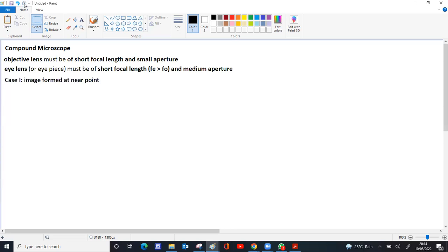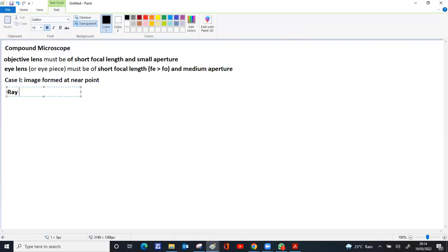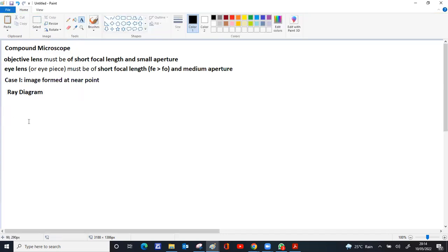So first case, the image is formed at the near point. So, the ray diagram. There are different methods. Conventionally, you draw an object, then its image formed by the first lens that acts as the object for the second lens, and that forms the final image. It's sometimes hard to get the final image of both lenses together on a paper. There is another way by which you can guarantee to get the image on the paper. It may not be the conventional way. The steps you can see.